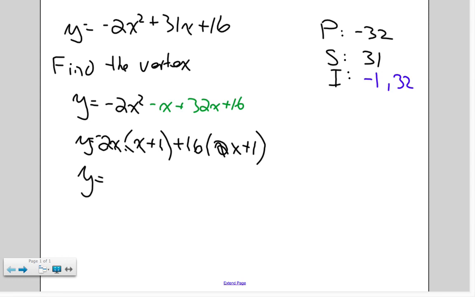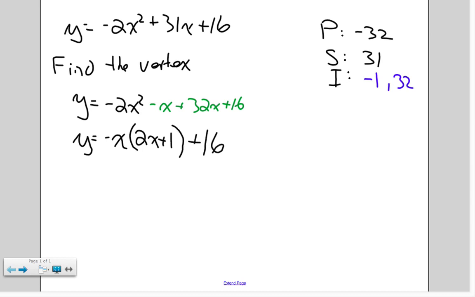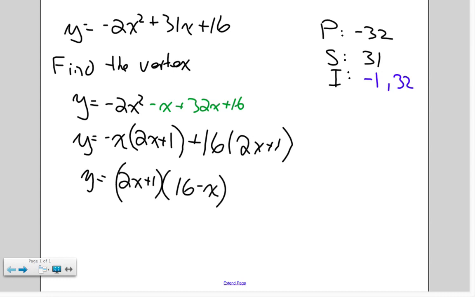Sorry, I don't factor out 2x. Let me try this again. I factor out the negative x, and I get 2x plus 1. Here I'm going to factor out the 16, and now I'm left with 2x plus 1. That's better. So I'm left with 2x plus 1 times 16 minus x.